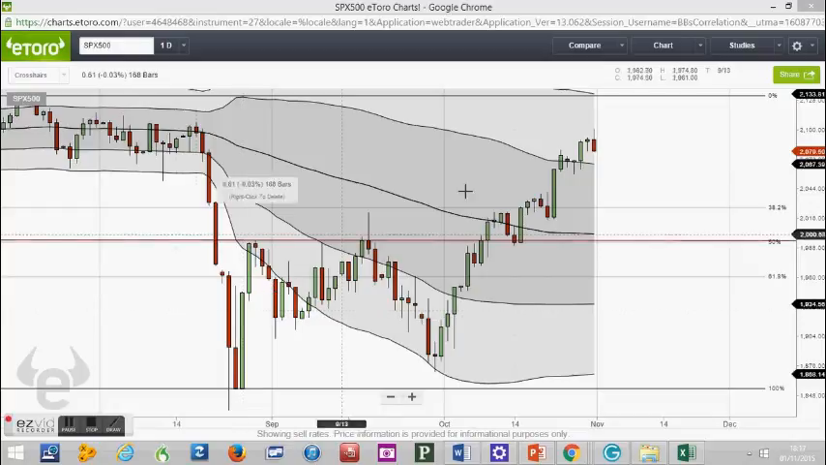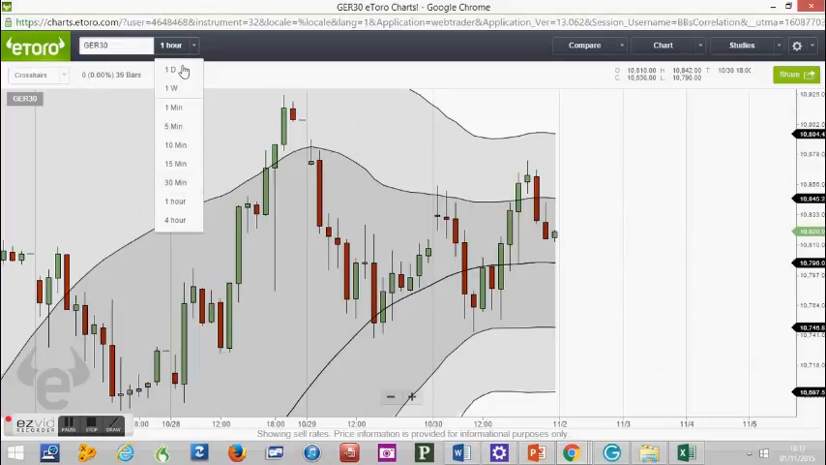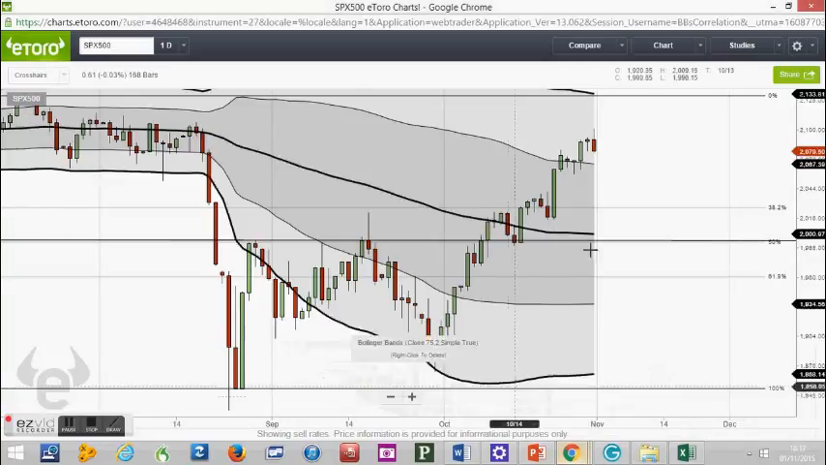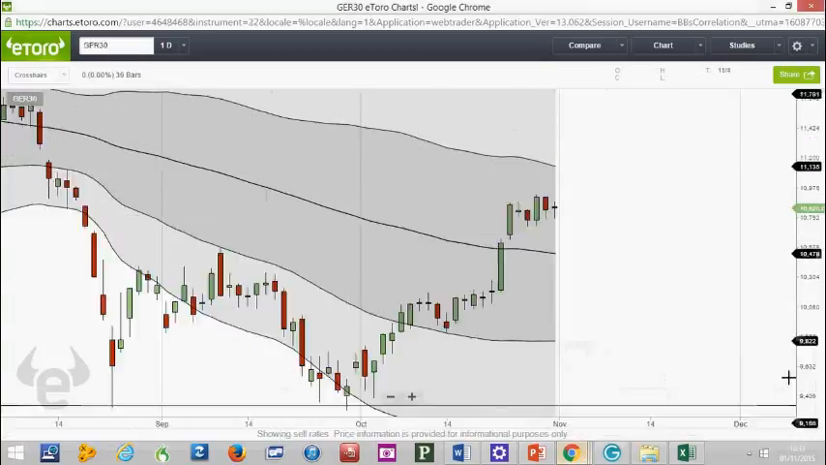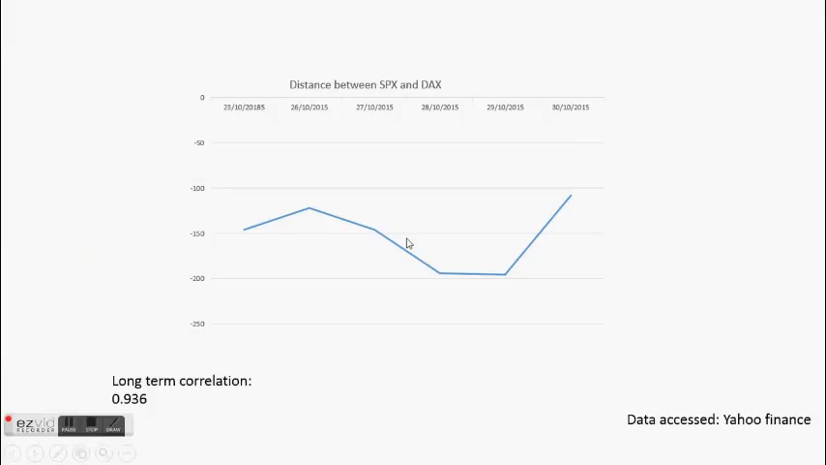And remember we had the rally in the DAX. So if we just go back on the GF30 and put it on the daily, well, it's not a rally. It finished a little bit lower. It wasn't a big move, but relative to the SPX 500, this is quite a big move. So let's go back on. This is what caused this to come back together.